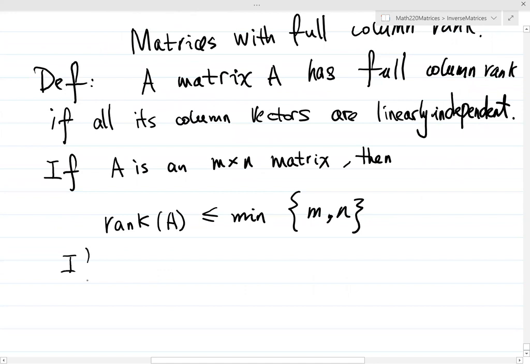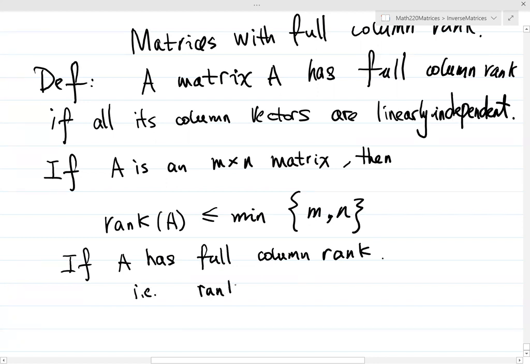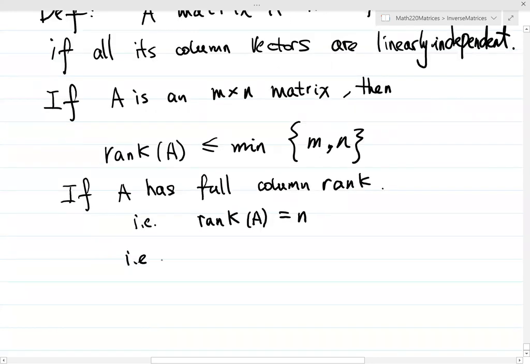Okay, if A has full column rank, this means rank A equals n, i.e., the minimum of m and n should be greater or equal than n. Okay, now this means m should be greater or equal than n. If m is smaller than n, the minimum is smaller than n.